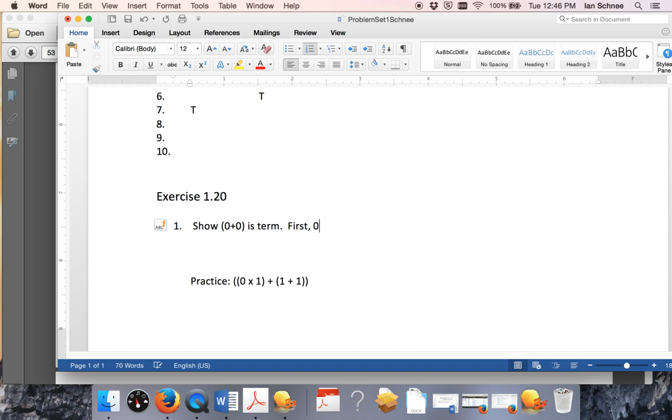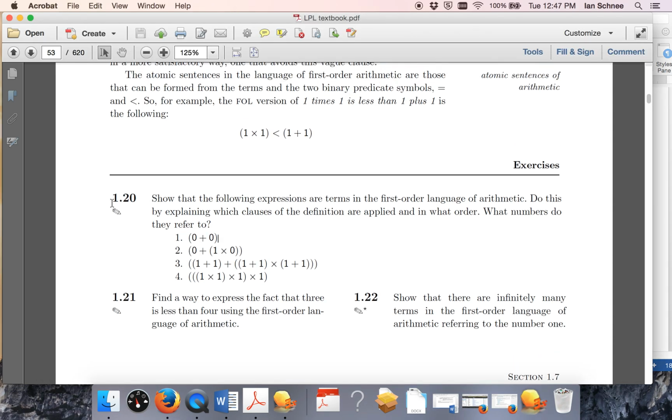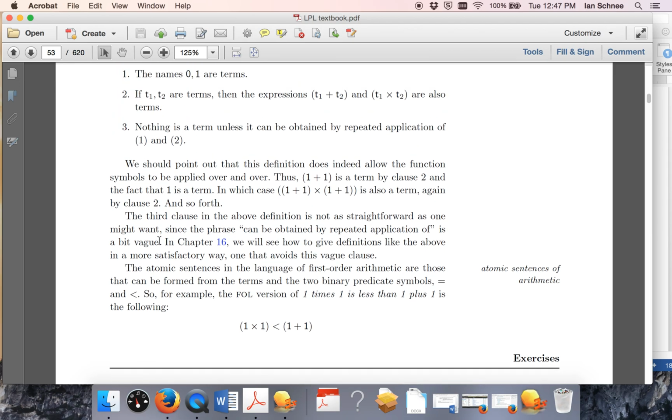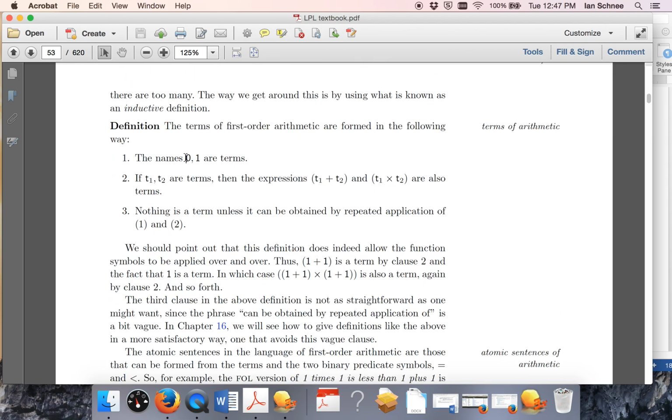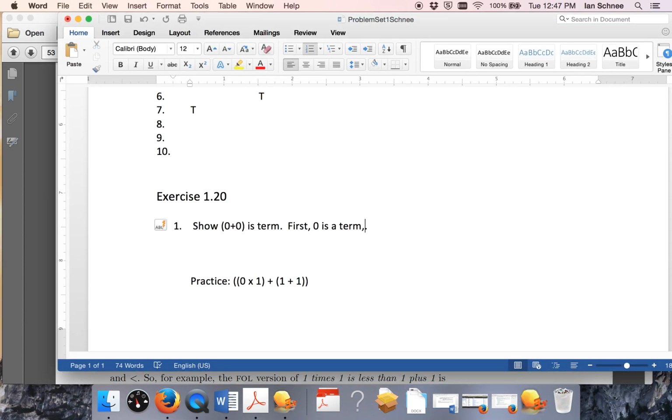First, we could say 0 is a term. How do we know that? Well, let's go back to our inductive definition. There has to be a kind of fundamental way that things are terms, the base clause. So look, 0 is a term. 0 is a term by clause 1 of the definition. Now that accounts for this bit and this bit. So then we have to say that this thing, 0 plus 0, is a term by clause 2.